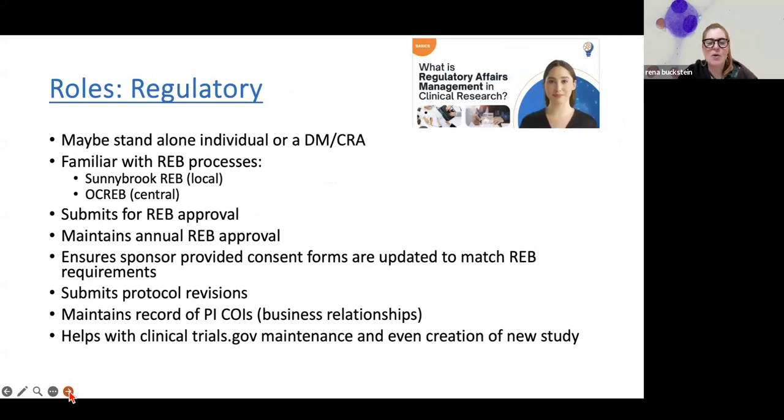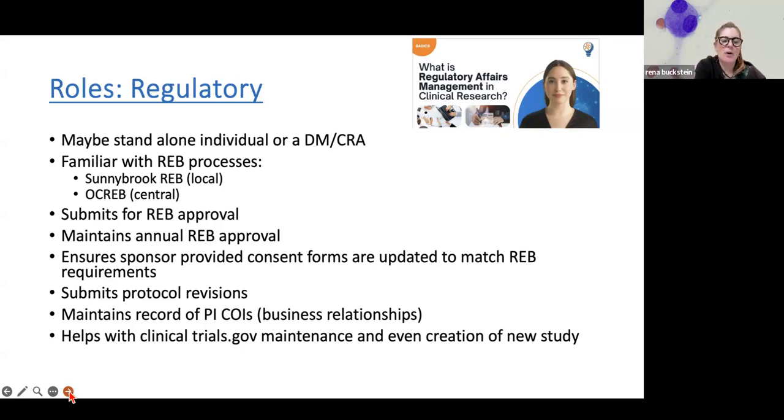Then we have a regulatory person in our hematology site group. Not all site groups do that. In some cases, the data manager functions also as the regulatory person. They have to be familiar with all the REB processes, whether or not it's a central REB or a provincial REB. In the case of Ontario, OCREB, they will submit for the REB approval. They'll maintain the annual REB approval. They'll ensure that the sponsors' consent forms are updated to match the REB requirements. They submit all protocol revisions to local REBs or central REBs.